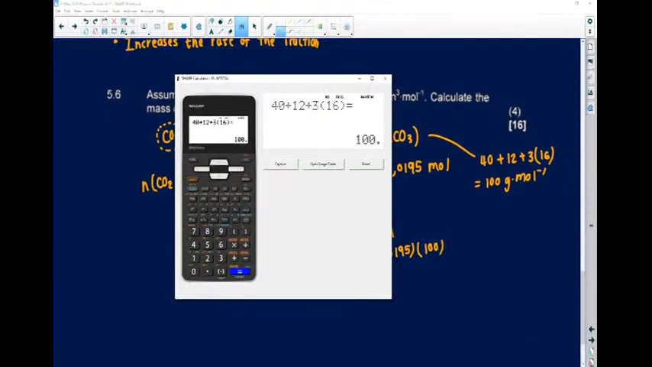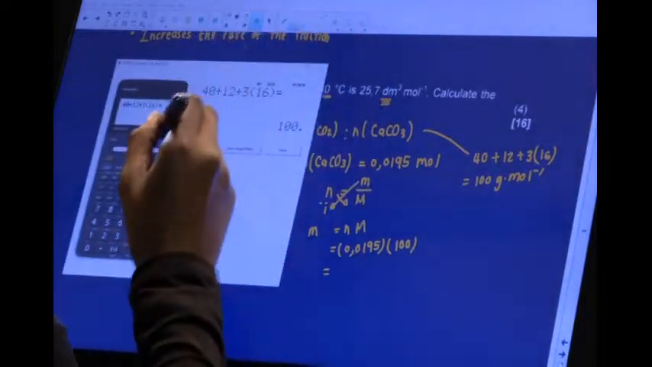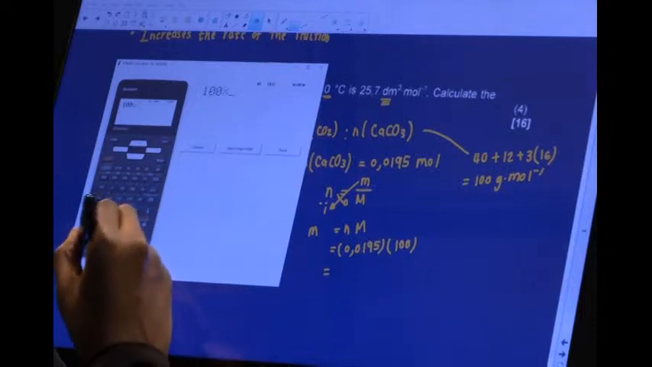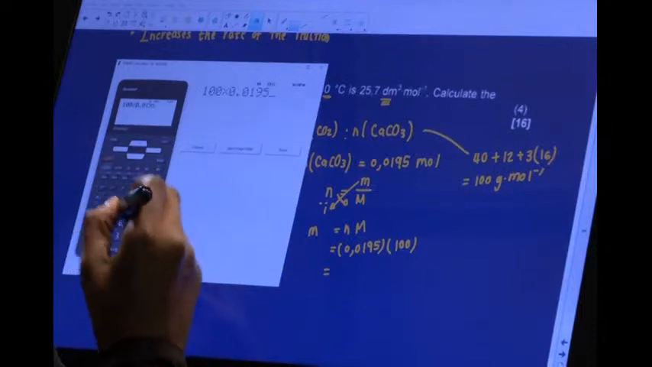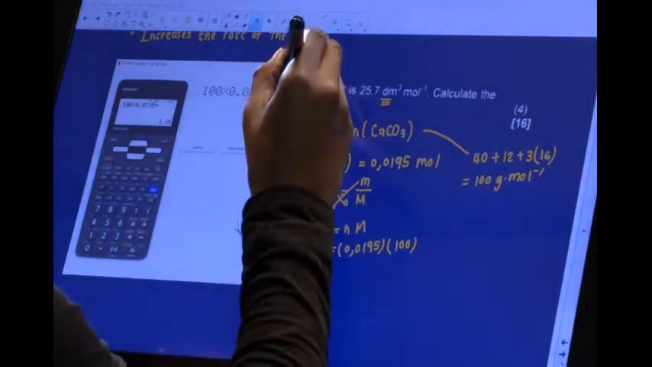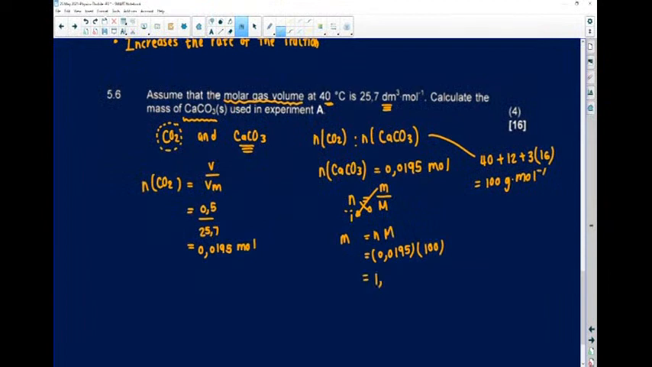I'm going to go to my calculator again. So I'm going to say 100 multiplied by 0,0195, and therefore I should get my mass, and therefore I get 1,95 grams. The SI unit for mass is then a small m. That is how we measure mass. The symbol for mass is a small m, but the SI unit is therefore a g. And that is then how I would have answered all these questions.